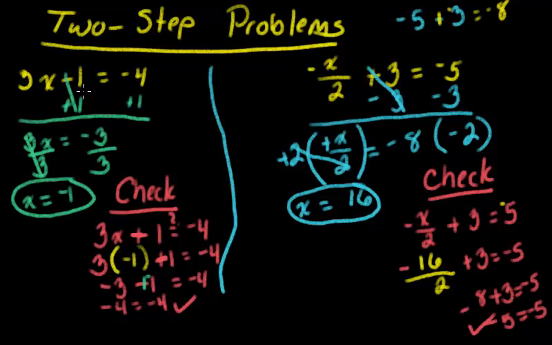So these are how to do our two-step problems. First, we isolate the variable, and again, we're using our inverse operations, and then we solve, and then we check our work.